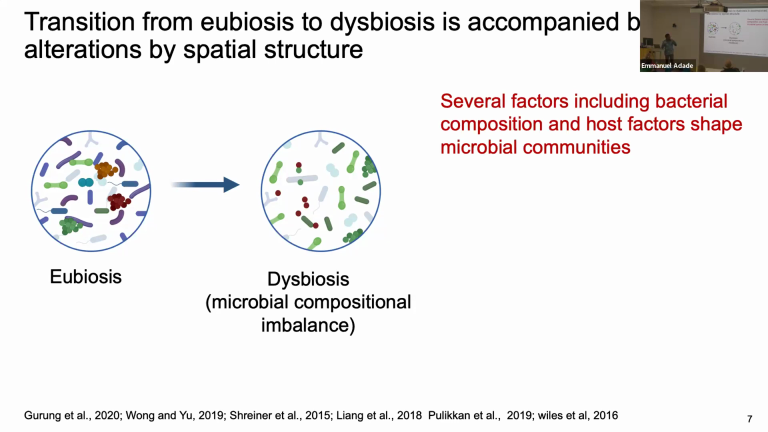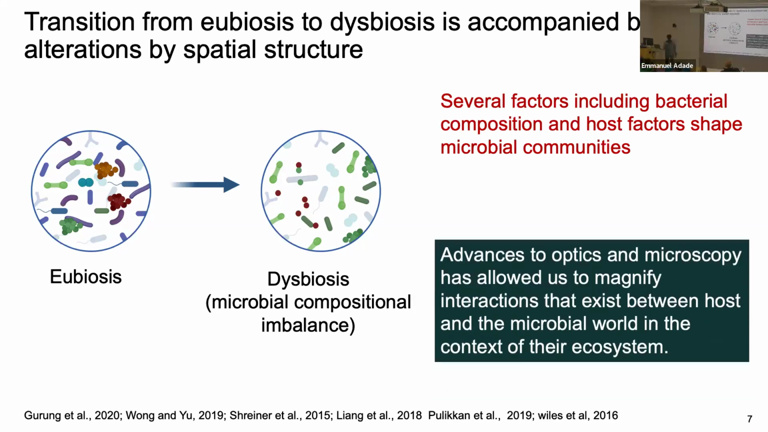So we think that several factors shape microbial communities. With the advances in optics and microscopy, this has allowed us to magnify specific microbial interactions and really start understanding their role in the context of their ecosystem.